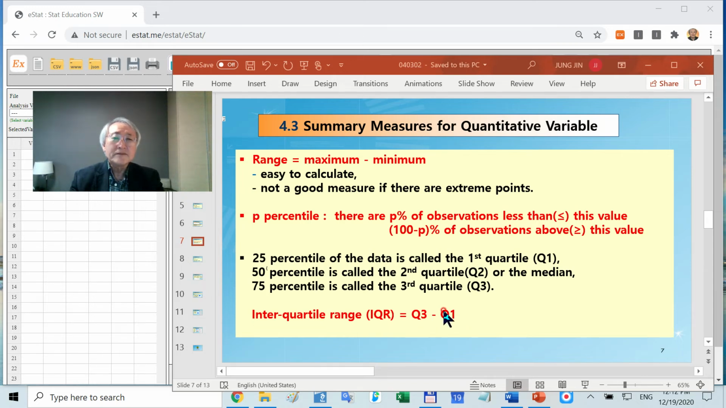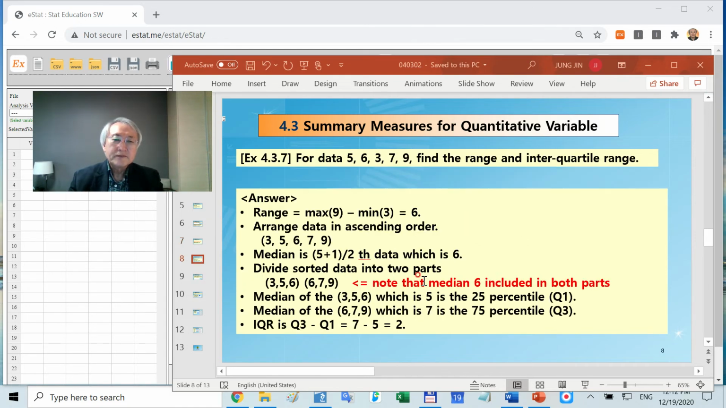What's the interpretation? Do you remember the trimmed mean? If there are extreme points, we sometimes remove the maximum and minimum, then take the average. It's a similar concept. Range is not a good measure because there are extreme points, too much variation. But this removes the bottom 25% and top 25%, then calculates the range. It is a stable measure. Therefore, it is used a lot.